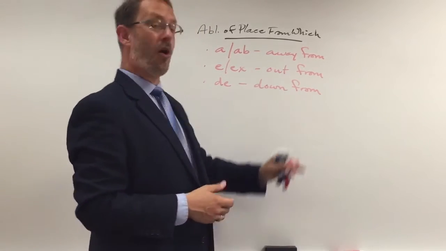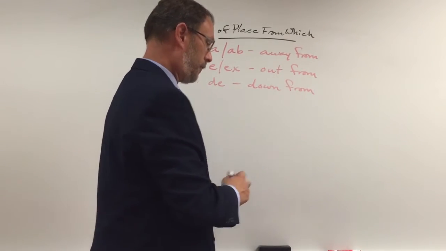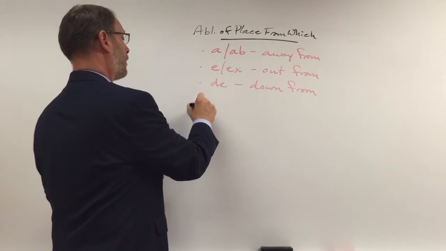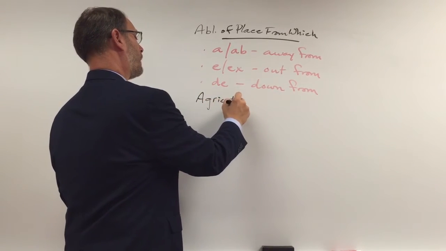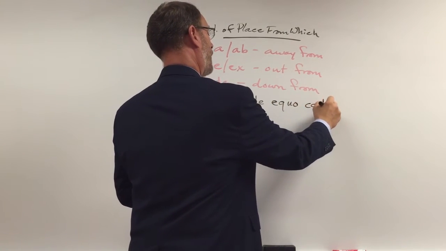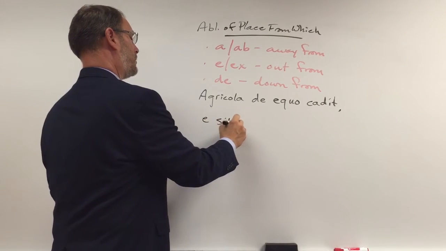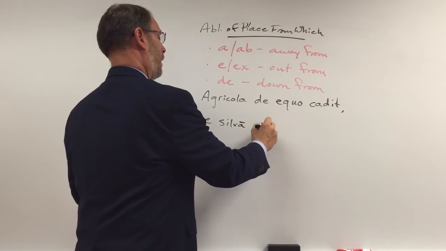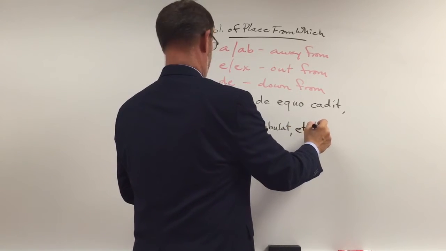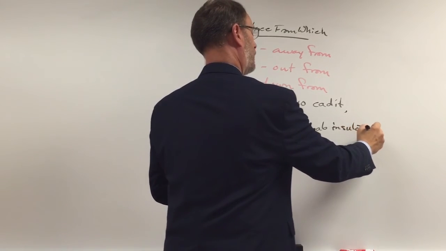Okay? So let's put all that together, see if we can come up with a sentence that brings all that together and shows you what we mean. All right, so maybe we have something like this. Agricola de equo cadit, comma, e silva ambulat, comma, et ab insula navigat.